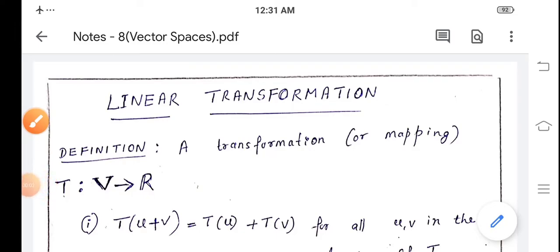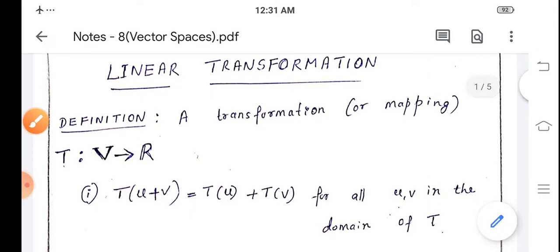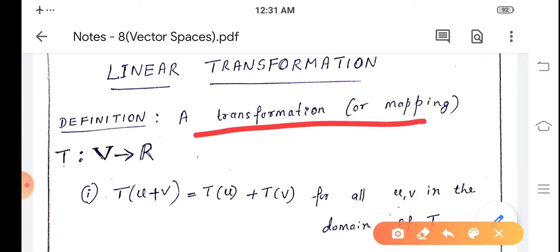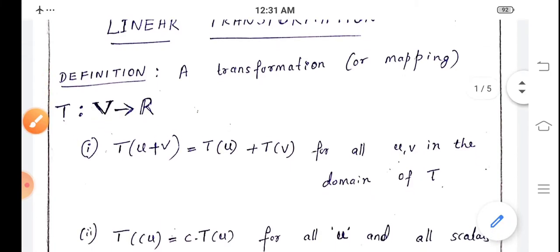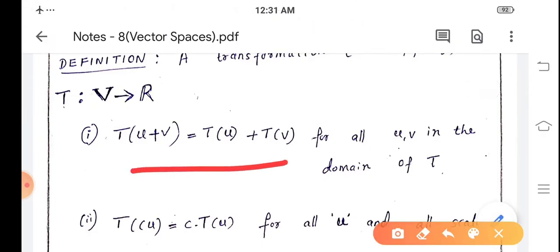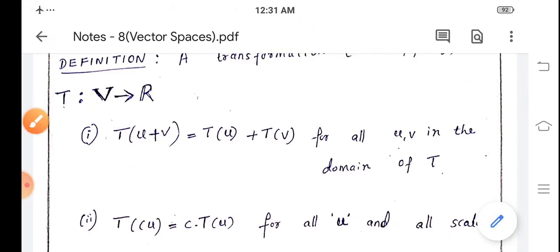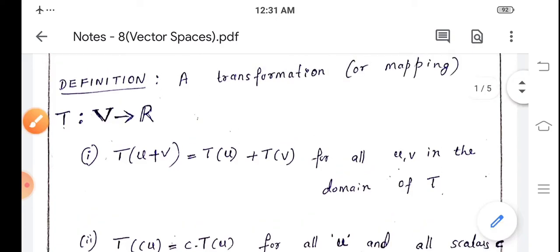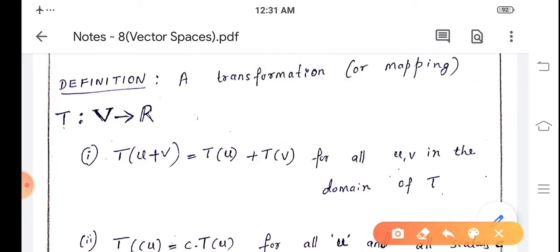In this video lecture, we shall learn the topic linear transformation. Now let us see what is linear transformation. A transformation or mapping T from V to R is defined by T of U plus V equal to T of U plus T of V for all U, V in the domain of T, for all U, V belongs to V.